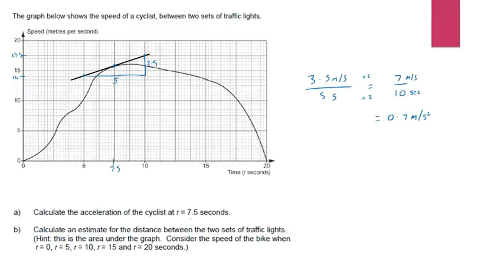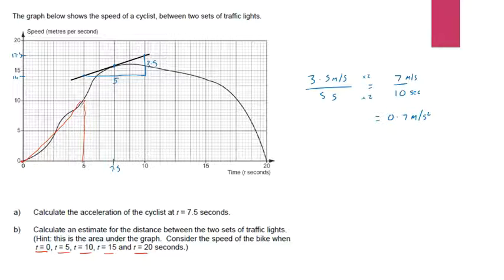Okay, to estimate the distance between the traffic lights, the distance is the area under this graph here, which is very difficult to calculate. So we need to break it down, hence the hint that we need to consider these steps here. So between 0 and 5 here, if I was to draw this, it's an estimate.